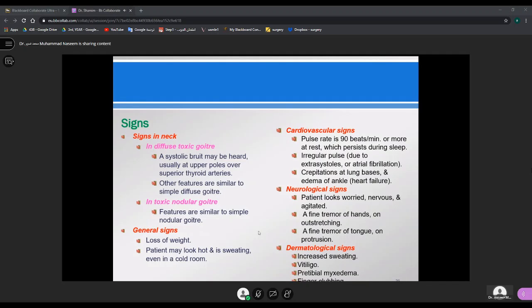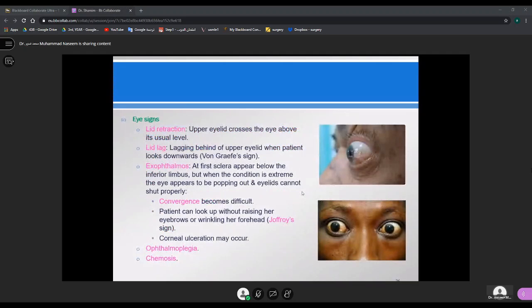Dermatological signs present include increased sweating, vitiligo, pretibial myxedema, and finger clubbing. Eye signs are characteristics you can find in patients with primary thyrotoxicosis. These eye signs are not present in secondary. There is a variety of eye signs. This is just a brief. I will discuss more during my clinical session of thyroid with you.